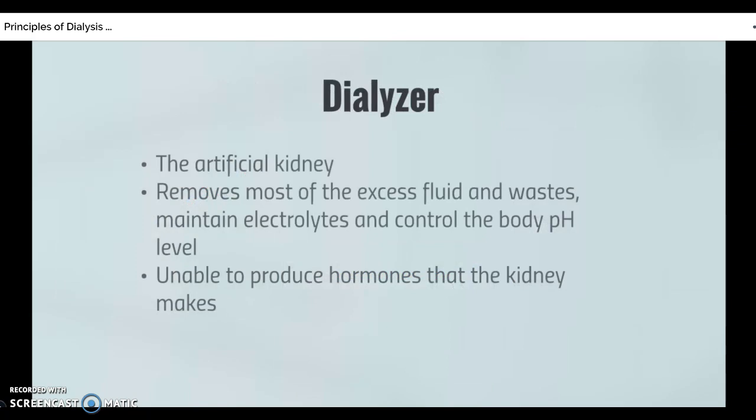Okay, so like you learned already, artificial kidney is the dialyzer. It removes most of the excess fluid and waste. It's going to help maintain electrolytes and control the body pH level. Unable to produce hormones that the kidney makes. So definitely not a perfect process, but something is better than nothing.